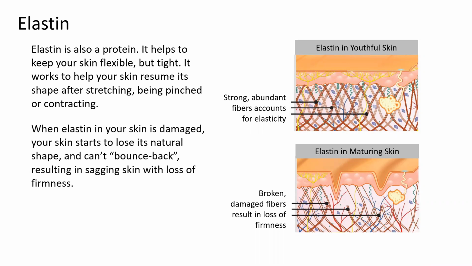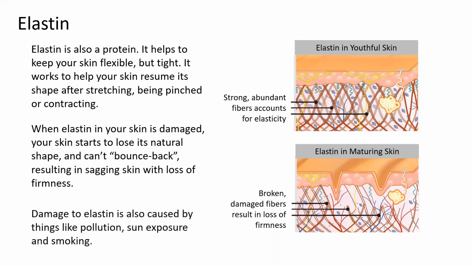Now, when the elastin in your skin is damaged, the skin starts to lose that natural shape. And I kind of like to call that the bounce back. And that is actually what helps with this sagging, right? In terms of losing that firmness. Now, lots of things, just like before with collagen, can really cause your skin to mature. So that pollution, the sun exposure, smoking, dehydration, the list really, again, goes on.